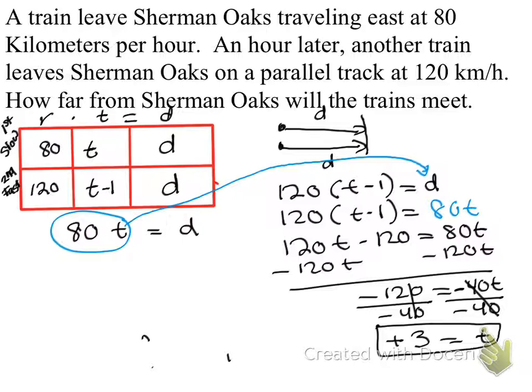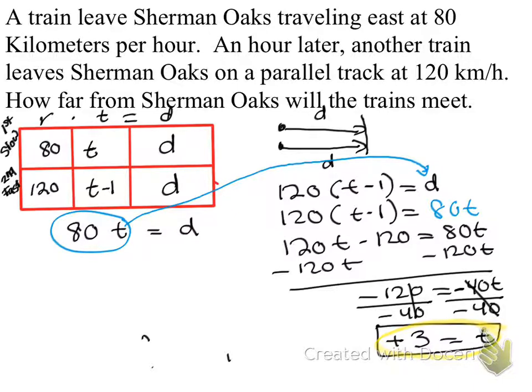So, what is the question asking? How about Connor? What is the question asking? When will the trains leave? The question's asking us when the trains will be. No, it's not asking when. How far away from Sherman Oaks? But what did I find here? Did I find what they need? No. I found the when. They're asking the where. Do you understand that?